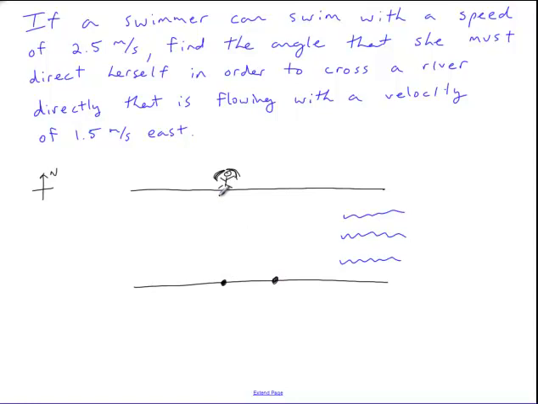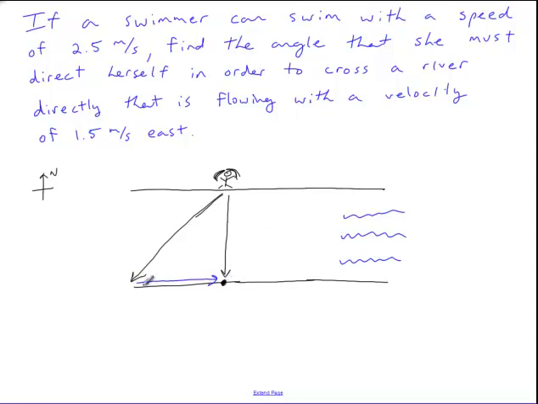So what she should do is point herself in this direction. Okay? She wants to go this way, so that as the current pushes her downstream, she ends up right there, exactly across from where she started. The actual current pushes her back, and then she will end up moving directly that way.